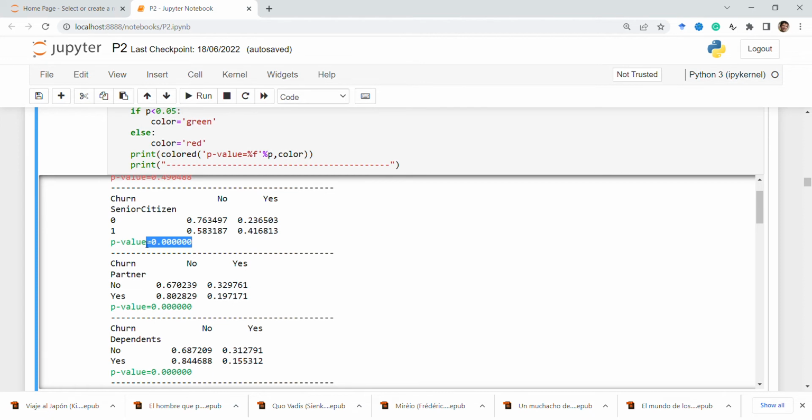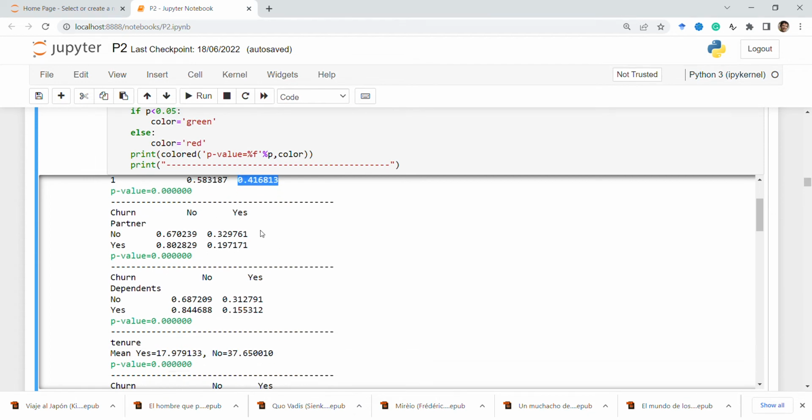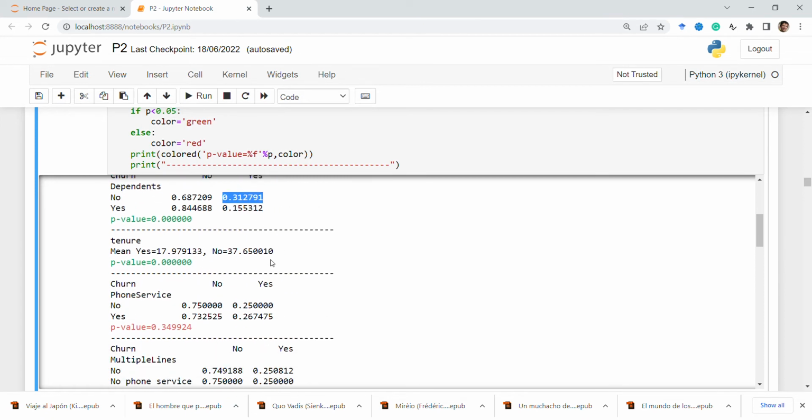So they depend, and being a senior citizen is a good predictor of churning. The same happens if you don't have a partner. So if you don't have a partner, then there is a much higher, significantly larger probability of churning. And the same if you don't have dependents. And the tenure is a numerical variable.